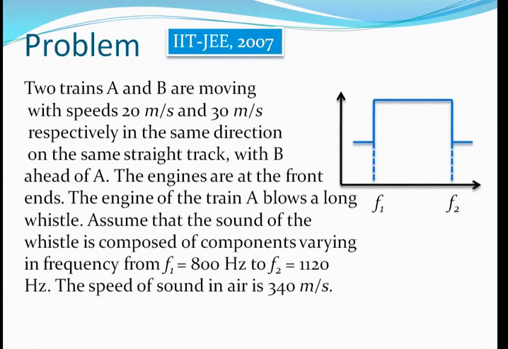This problem was asked in IIT-JEE 2007. Let's see if you can solve it. Two trains A and B are moving with speeds 20 meters per second and 30 meters per second respectively in the same direction on the same straight track, with B ahead of A. The engines are at the front ends. The engine of train A blows a long whistle. Assume that the sound of the whistle is composed of components varying in frequency from f1 equal to 800 Hz as shown to f2 equal to 1120 Hz as shown. The speed of sound in air is 340 meters per second.